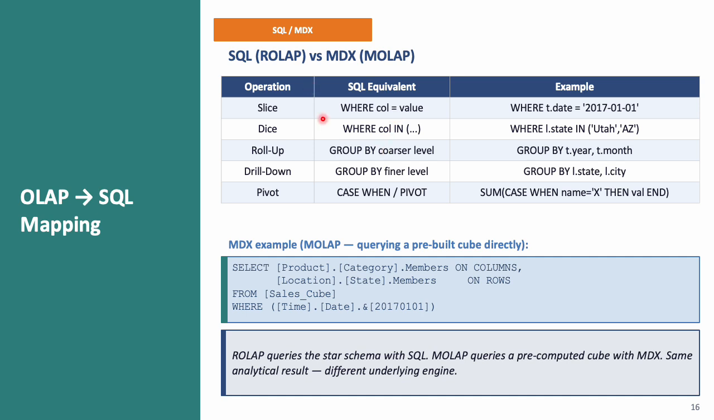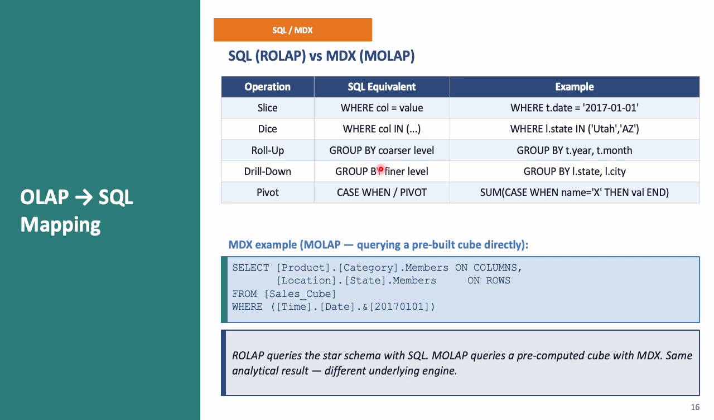Slice corresponds to a where clause with an equals condition. This fixes one dimension to exactly one value. Dice corresponds to where with an in clause, filtering to a subset of values.